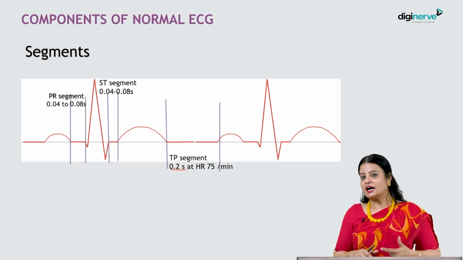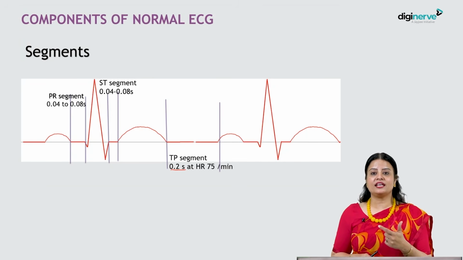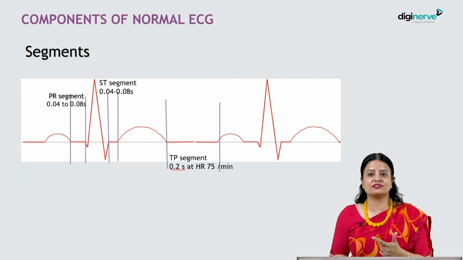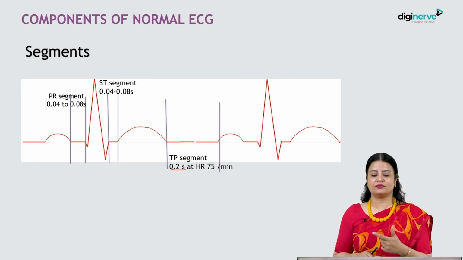So whenever you are asked about the P wave, say depolarization of atria. Whenever you are asked about QRS complex, say depolarization of the ventricles. T wave, repolarization of the ventricles.